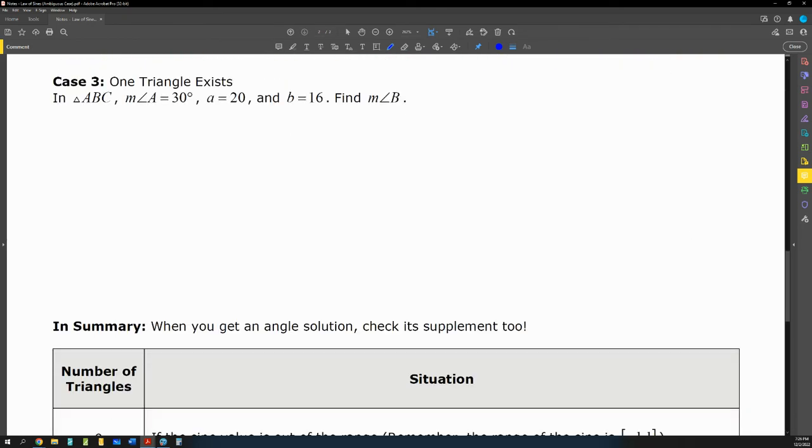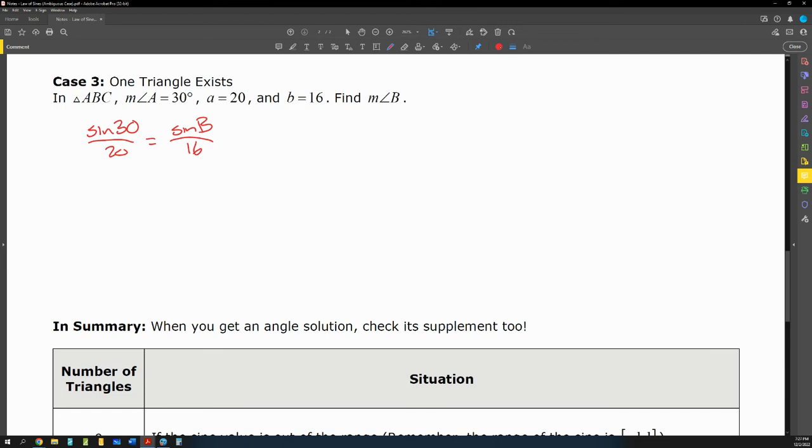Case 3 is where one triangle exists. Okay, again, we have side-side angle. So using the law of sines, measure of angle A is 30, side length A is 20 now, and B is still 16. Solve for the angle B. So we have sine of 30 over side length A, 20, equals sine of B, which we don't know, over side length B, which is 16.